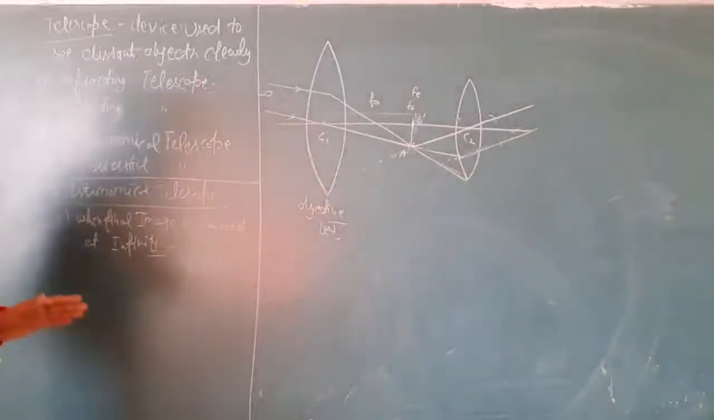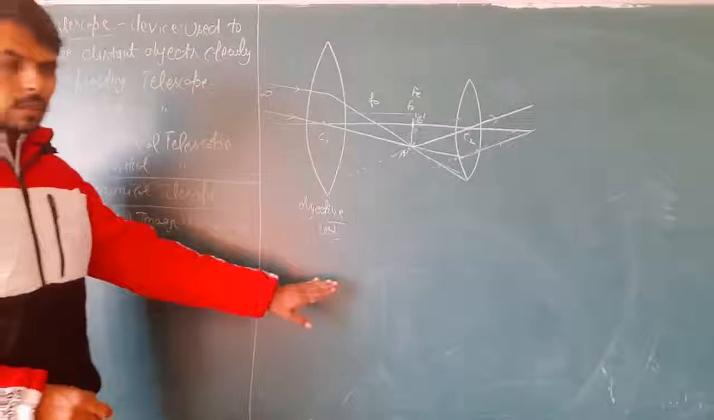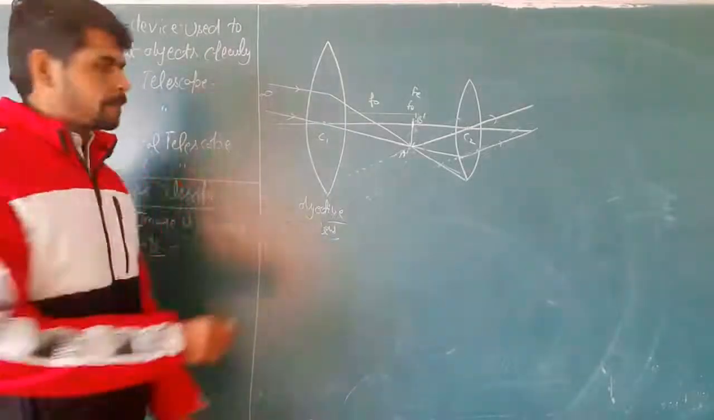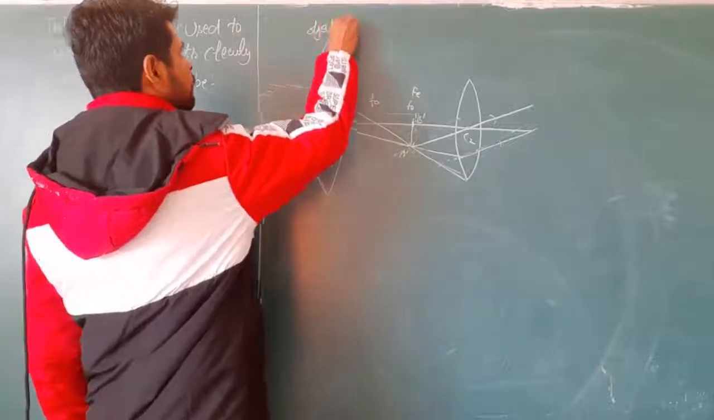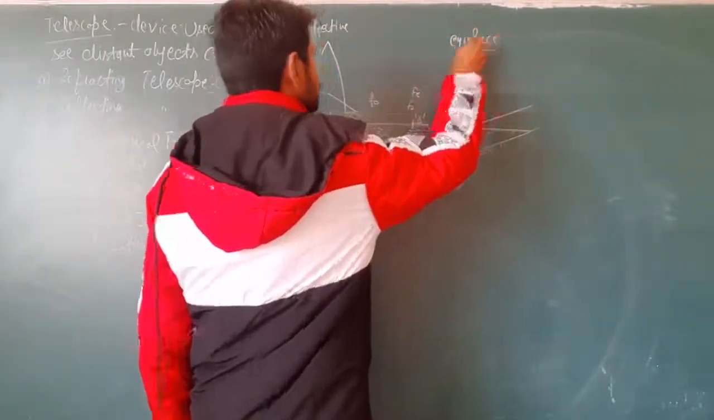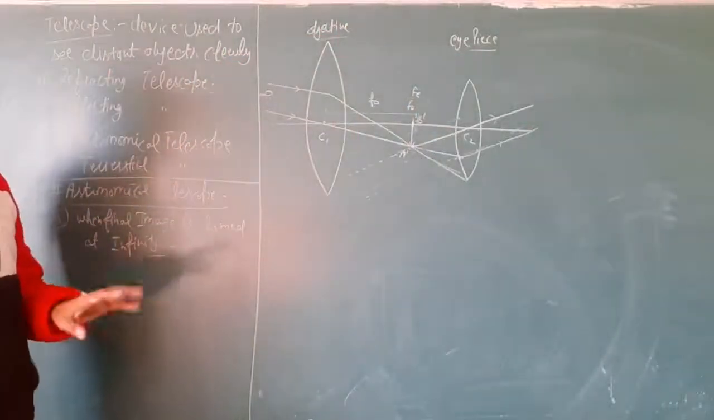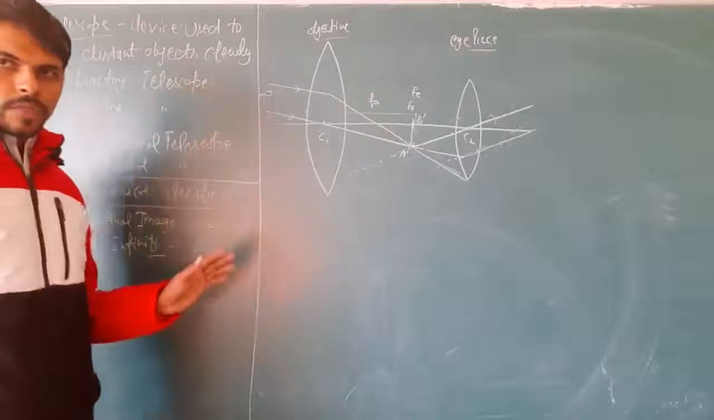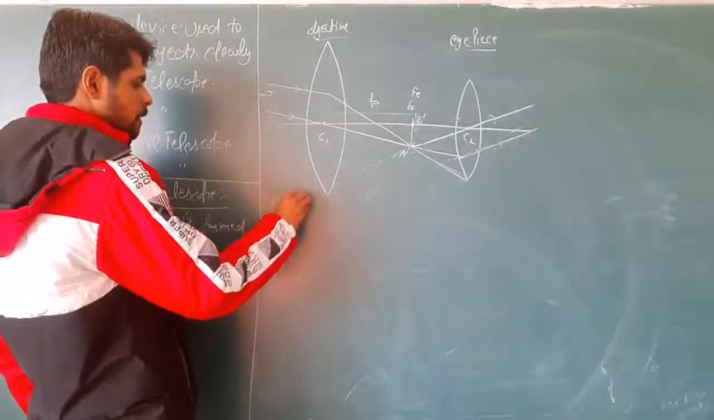I think board is now not visible from this side due to reflection, so I am writing over here. Here will be board visible. Okay. So what was this? This was objective lens. This is eyepiece, or you can say eye lens. So what we are calculating, magnifying power of astronomical telescope when the image is formed at infinity. What is magnifying power? That is beta upon alpha.